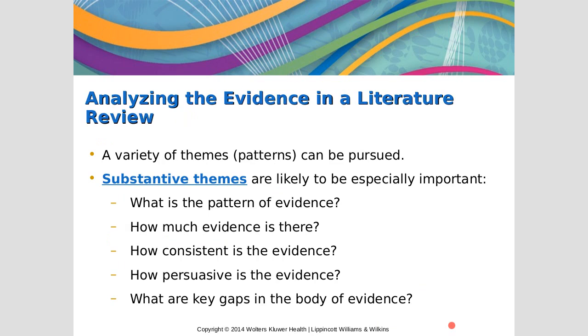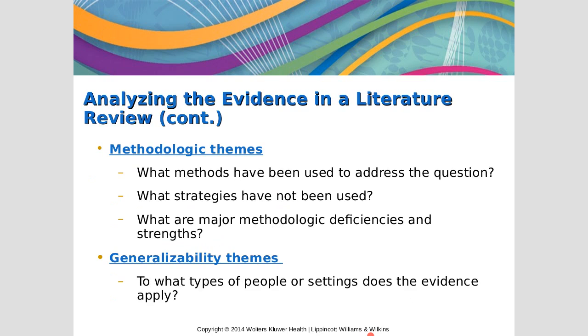Analyzing the evidence in a literature review could involve a variety of themes or patterns that are pursued or identified. So, you can take a look at developing your own, but what's the pattern of evidence? How much evidence is there? How consistent is the evidence? How persuasive is the evidence? What are the key gaps in the body of evidence? So it allows you to categorize within major themes, also grouping them together when you're actually writing this up.